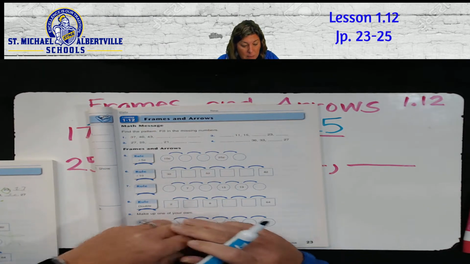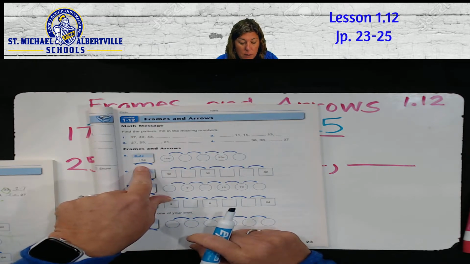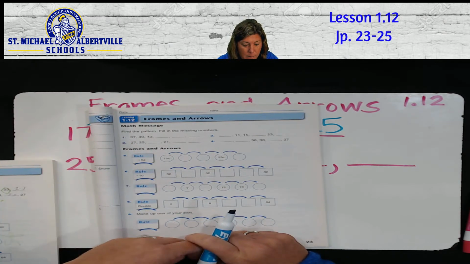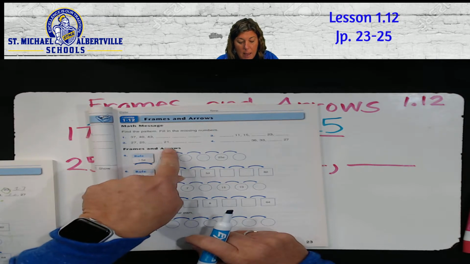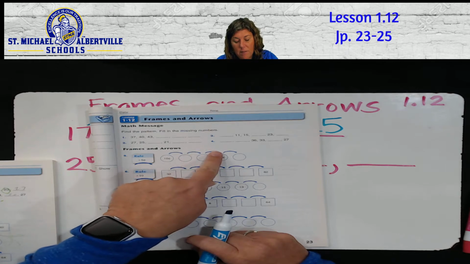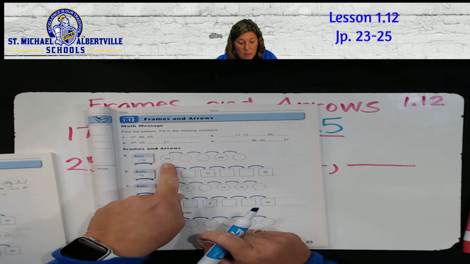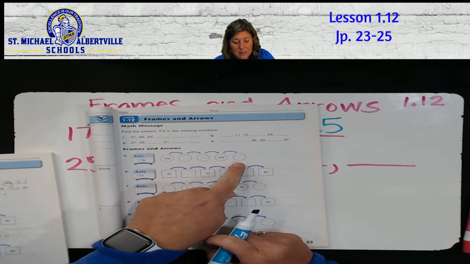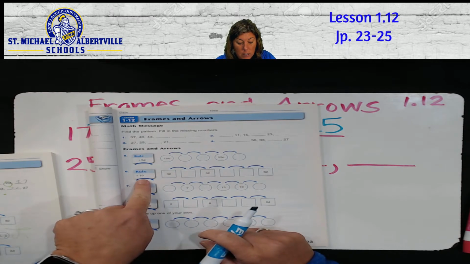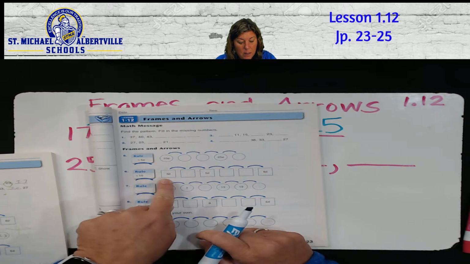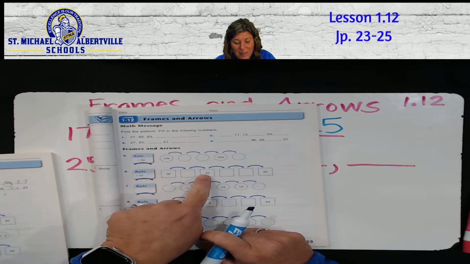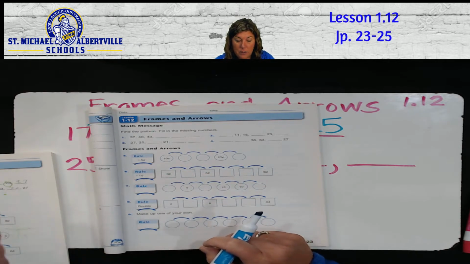All right, now we get to the frames and arrows. The frames and arrows are very similar to the top. The rule is to add 5. So we're going to go 10, add 5, add 5, add 5, follow the arrows, and fill in how many cents. Number 6, add by 10. If you need to use your number chart, otherwise you know the pattern. The tens place is the one that's following the pattern.